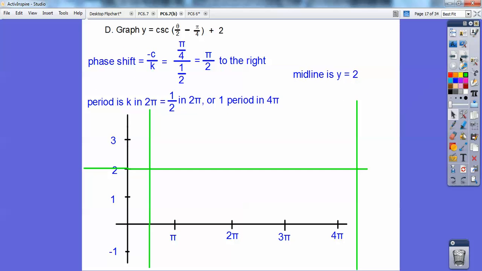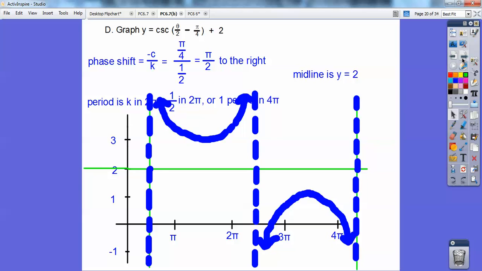All right, so here we go. My midline's up there at 2. My phase shift is pi/2 to the right, and one period happens in 4 pi. So here's my 4 pi, pi/2 plus 4 pi. Sine starts and ends at 0, halfway at 0, then 1, then -1. That's the sine curve. Then the cosecant curve is going to have asymptotes where the zeros are, and then horseshoes at the other parts. All right, pretty groovy, huh?